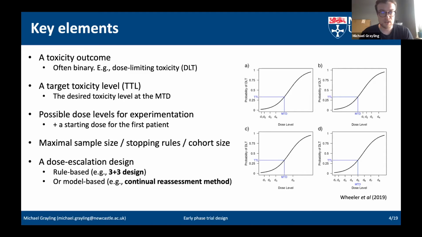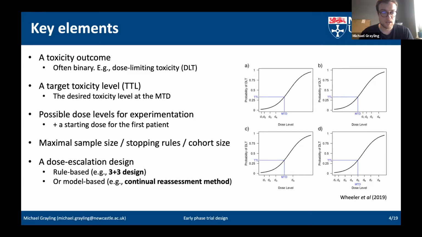And then there are various other design aspects that you need to choose as well. So for example, you need to say what the maximum sample size is that you're willing to continue to, any stopping rules in terms of overall safety. So, if you're seeing far too many adverse events, when are we going to curtail the whole trial? And then typically for safety reasons, these studies are done very sequentially in very small cohorts. So you need to choose a size for these cohorts, with 3 being a typical amount.